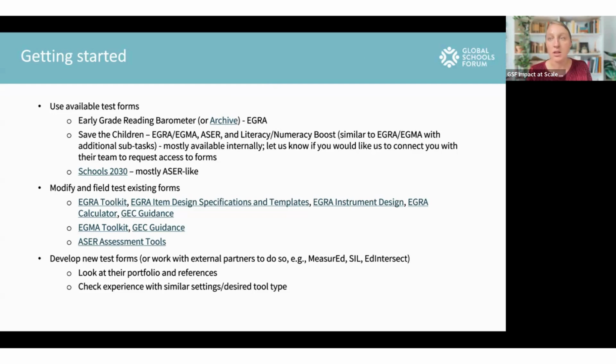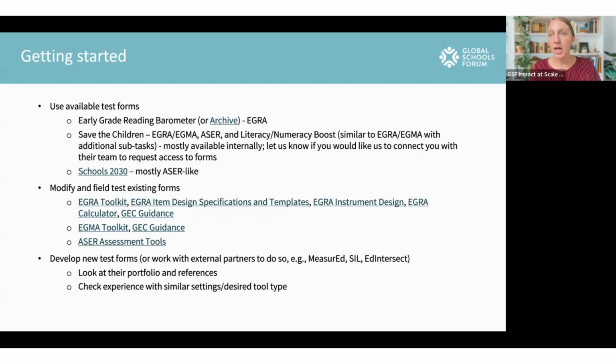Save the Children has a lot of test forms across formats. They have EGRA and EGMA tests, USER tests. Their Literacy and Numeracy Boost program has its own assessment. It's very similar to EGRA and EGMA, but has some additional subtasks, especially for math, if you're interested in getting at some of those other categories in the Global Proficiency Framework.